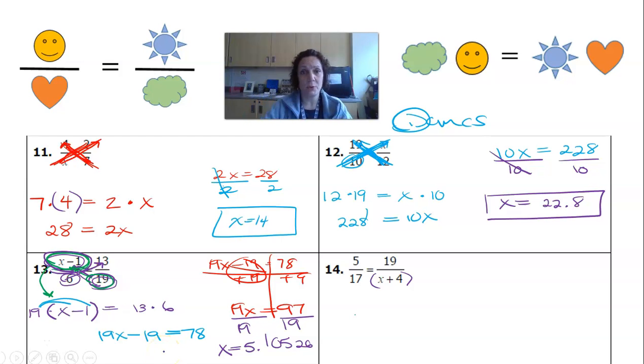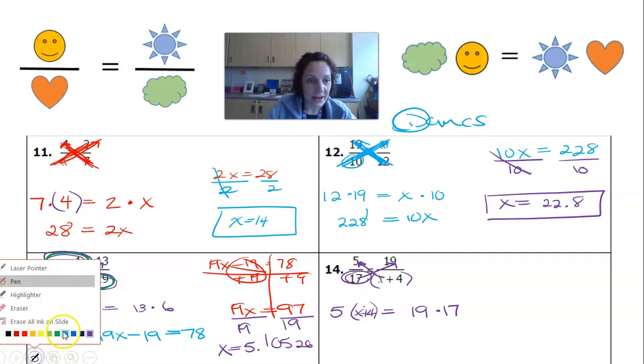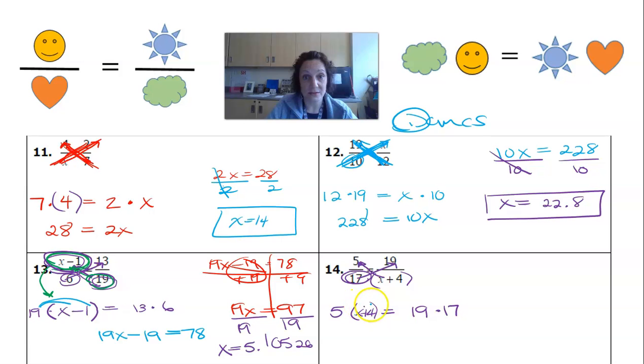Okay, take a moment, try number 14. We'll talk about it. Okay, here we go. Ready? I am going to recopy my equation without the denominators, right? I like to start this way. So I have 5 on this side, and I have 19 on this side. Okay, let's see what's happening here. This 17 has to crisscross up and multiply by 19. This x minus 4 has to crisscross up and multiply by 5, right? And it's in parentheses. Because if it wasn't, trouble. Now that I have that, all I have to do is use my DCMCS to solve this thing.